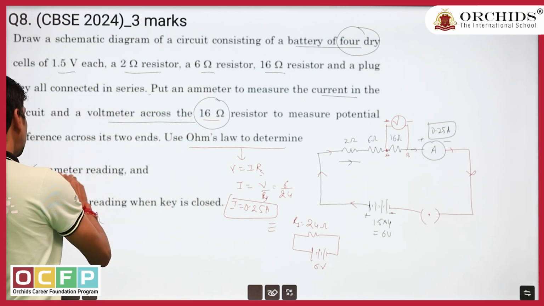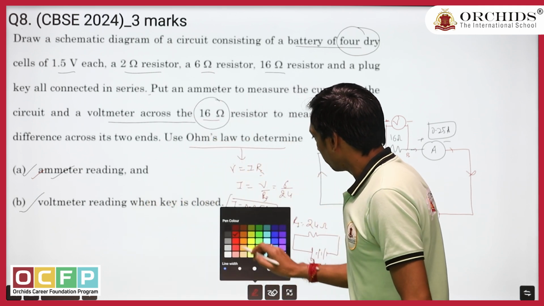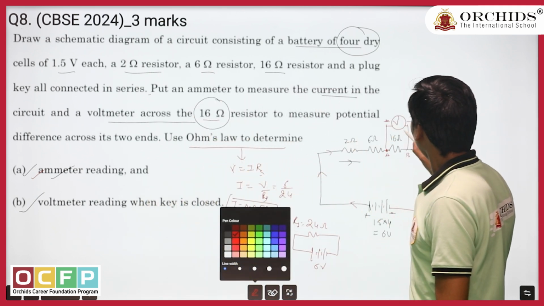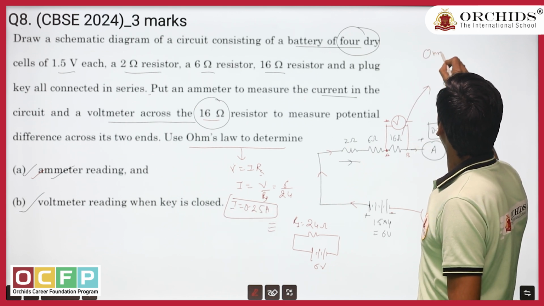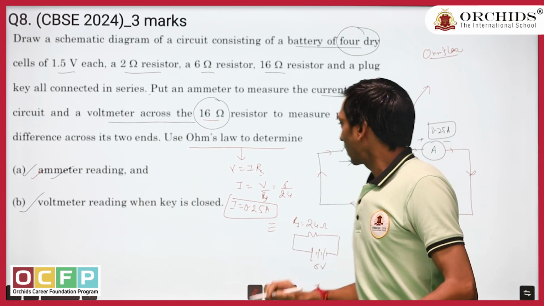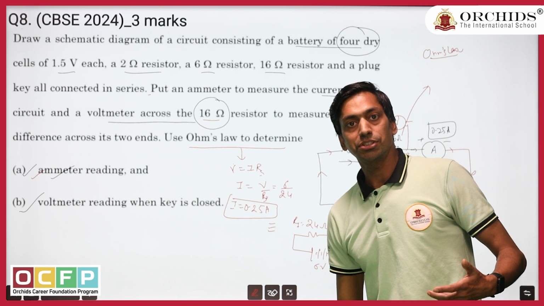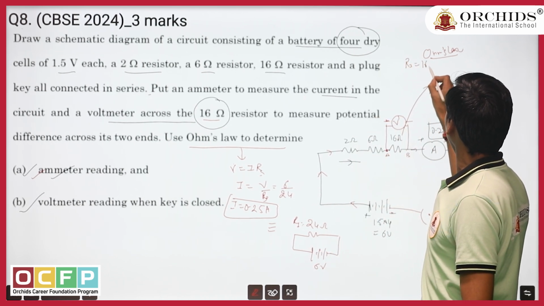So the first part is done. Second part, what is the reading of the voltmeter? To calculate the reading of the voltmeter, we need to apply Ohm's law again, across resistor number 3, that is R3, 16 ohm. So can I say from there, R3 is equal to 16 ohm.